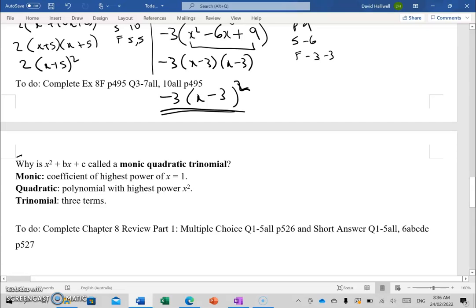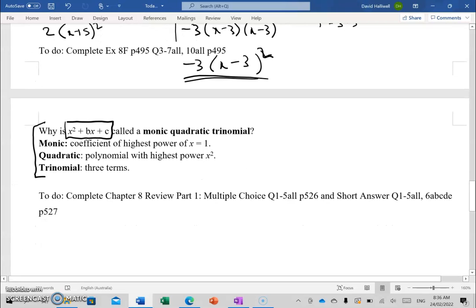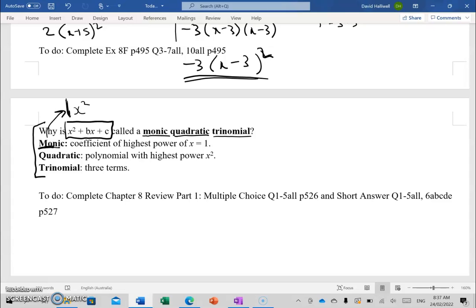But one last thing I wanted to say before you pause the video: what we've been doing here, these x squared plus bx plus c factorizations, that's called factorizing, and we wrote the heading monic quadratic trinomial. I just want to tell you what those 3 words mean. So monic means that the number in front of the highest power of x is 1. The highest power of x here is x squared. The number in front is 1. Mono means 1. So monic means the coefficient of the highest power of x is a 1.